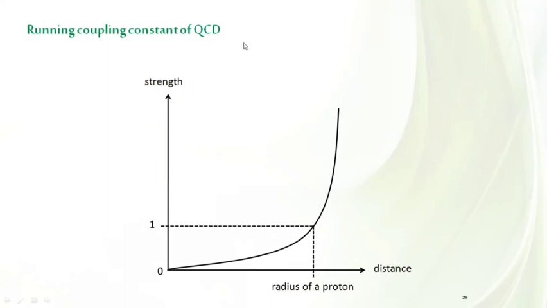This is a curve between the strength of the interaction, the running coupling constant of quantum chromodynamics, and distance. You can see the strength is increasing exponentially, and this is the radius of the proton. This point here is the radius of the proton.